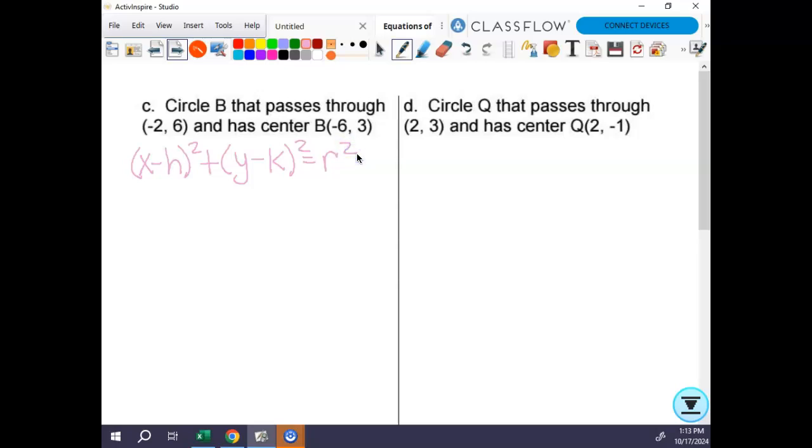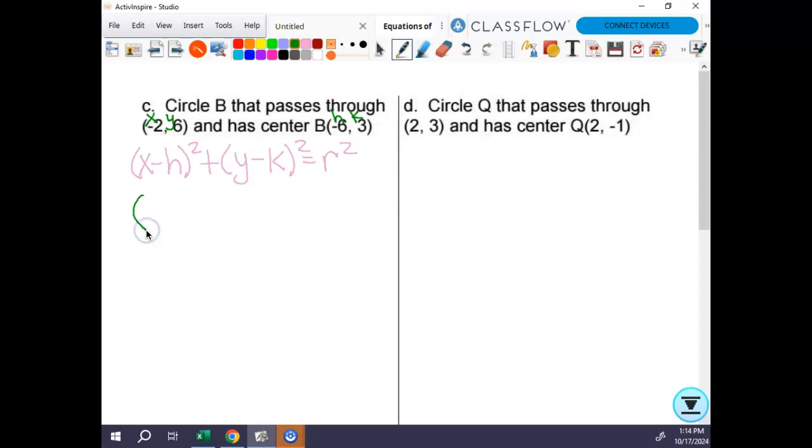Then I'm going to label my points. Okay, the center is my h, k. This point here is just some x, y, just like we had on the front on that very first thing where we had the center and some point on the circle. So what we need is the radius. If I go ahead and substitute in everything I know, I can figure out what the radius is.